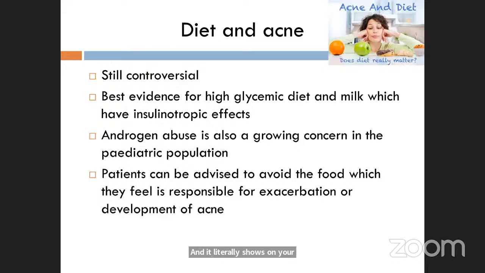Otherwise, there is no need to really dig every day into food to see if this is causing acne or that is causing acne. It shows itself off well. So you really don't have to investigate. If there is something, it will bring itself out. So baseline advice is, avoid the food which they feel causes exacerbation of acne.